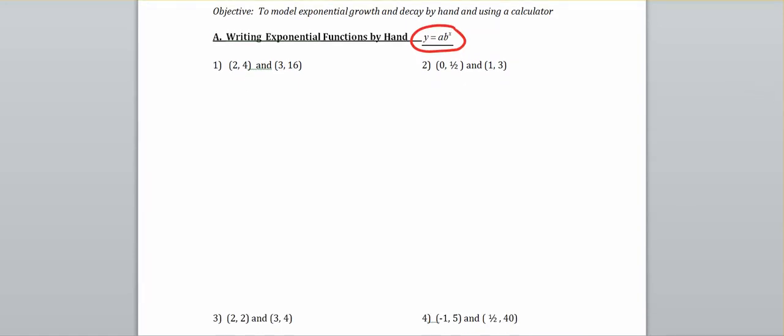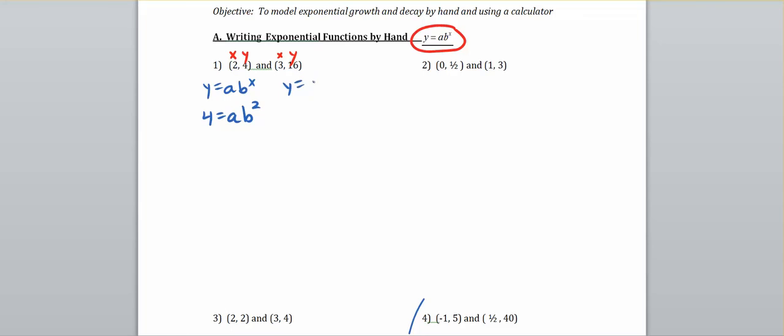Okay, so if you look at 1, I have two coordinate points, and they're really like an x and y value. So what I'm going to do first is substitute into y equals ab to the x. Instead of a y, I'm going to put a 4. Instead of x, I'm going to put a 2. So I made one equation. Do the same thing with the second point.